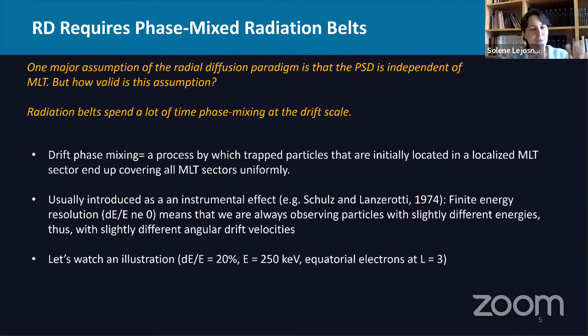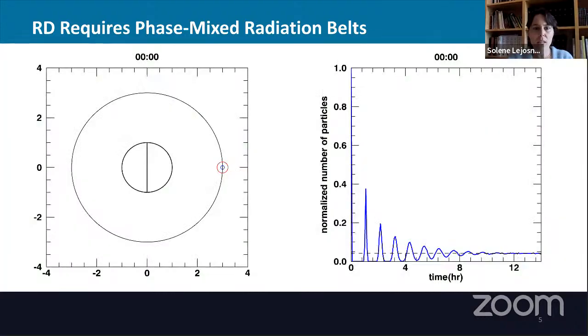Okay, so I have a movie to explain that, and I also put a definition for drift phase mixing. That's a process by which trapped particles that are initially located at a localized magnetic local time end up covering all magnetic local times uniformly at some point. So let's see the movie.